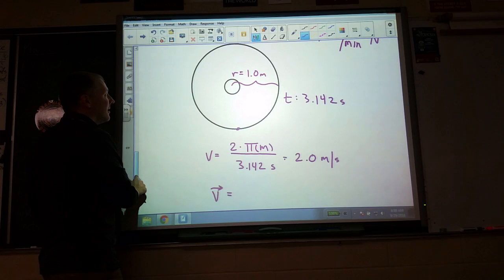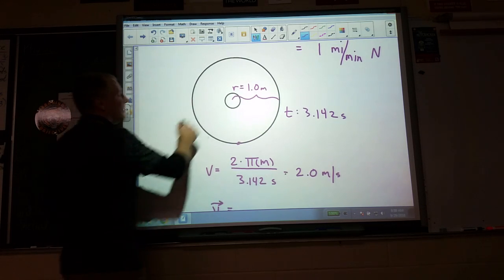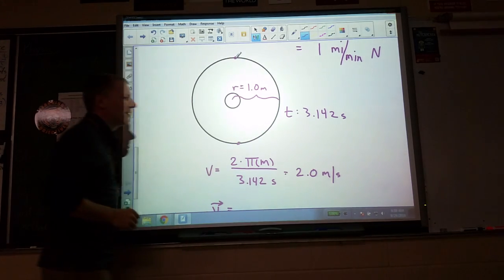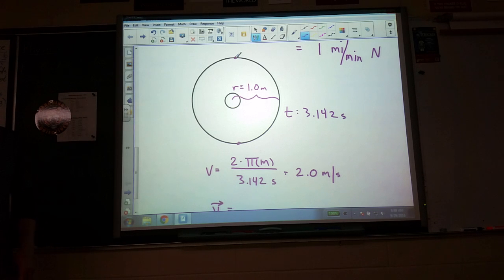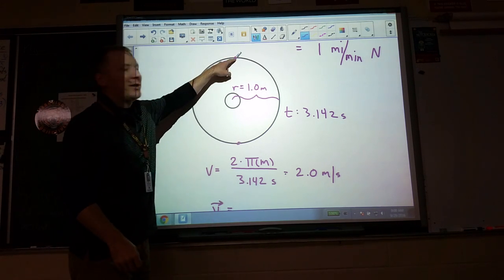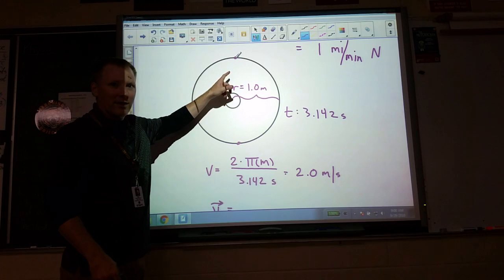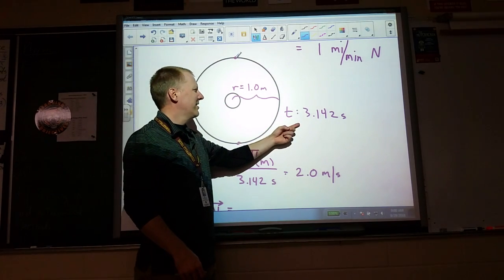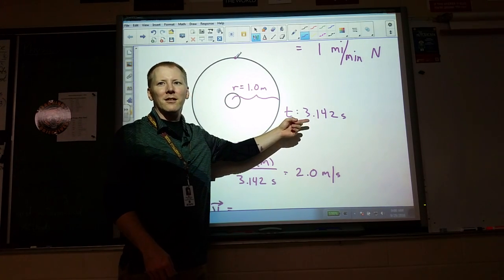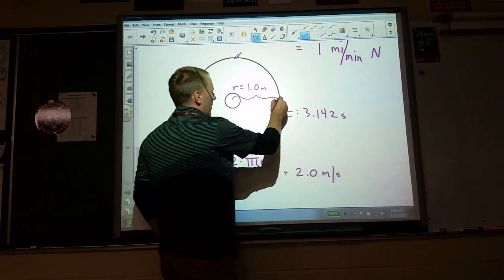It'd be like a displacement thing. Yep, so what is the displacement? 2 meters north. 2 meters, twice the radius, north, divided by what? Half of this. What if it were here?